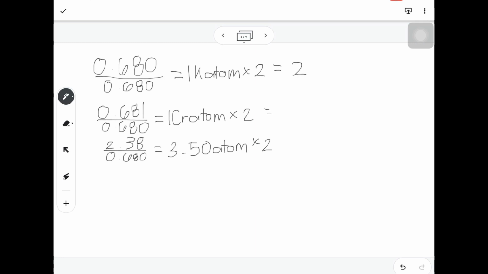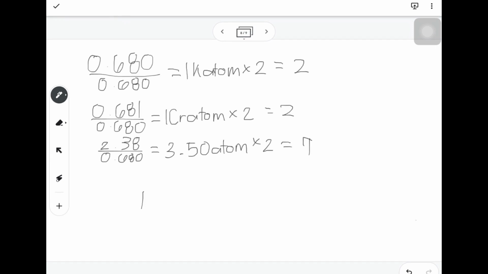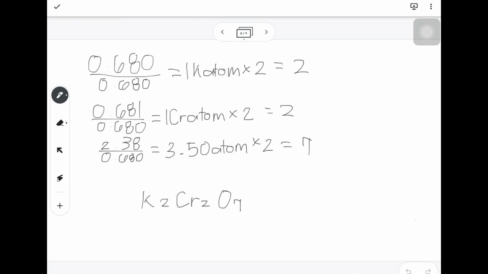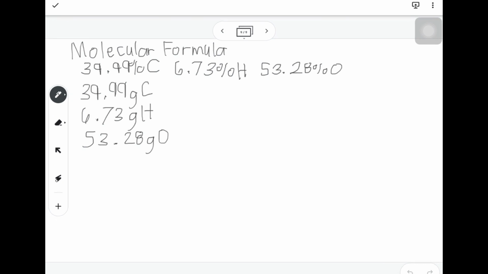However, you also need to multiply the other numbers or atoms by 2. So, 1 times 2 of potassium results in 2. 1 times 2 of chromium results in 2 as well. And you have 7 of oxygen atoms. The empirical formula would then be K2Cr2O7.